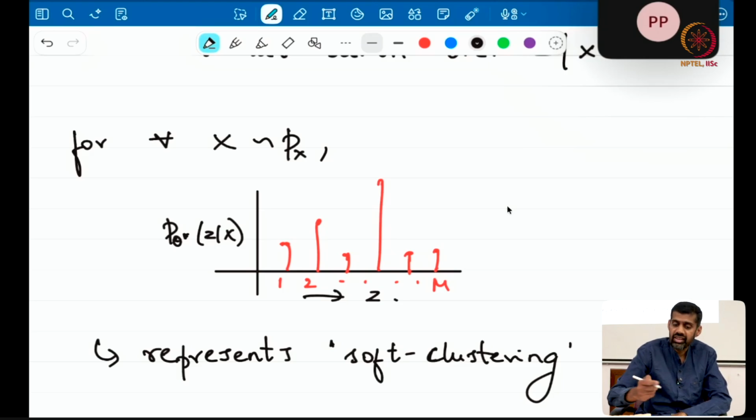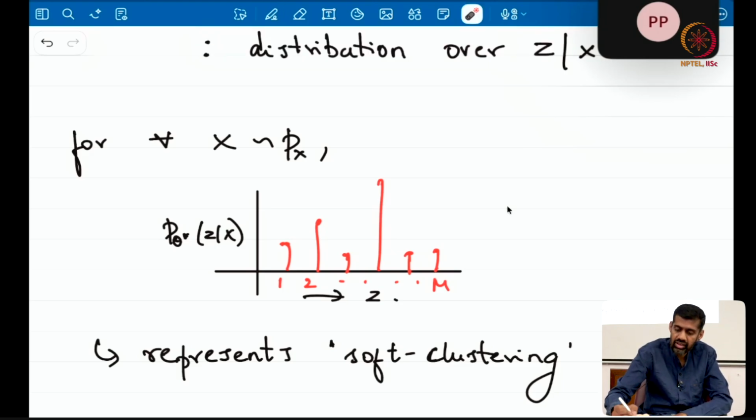In the sense that it is saying that with probability this much, it belongs to the fourth group. Basically, the idea is the following. If you recall what a mixture density is, we are modeling every point as a linear combination of multiple constituent densities. Now, what is P theta of z given x saying? It is saying with what likelihood this data point x belongs to that particular component in the mixture, isn't it? So, given x, what is the likelihood that this particular x belongs to this particular component in the mixture density.